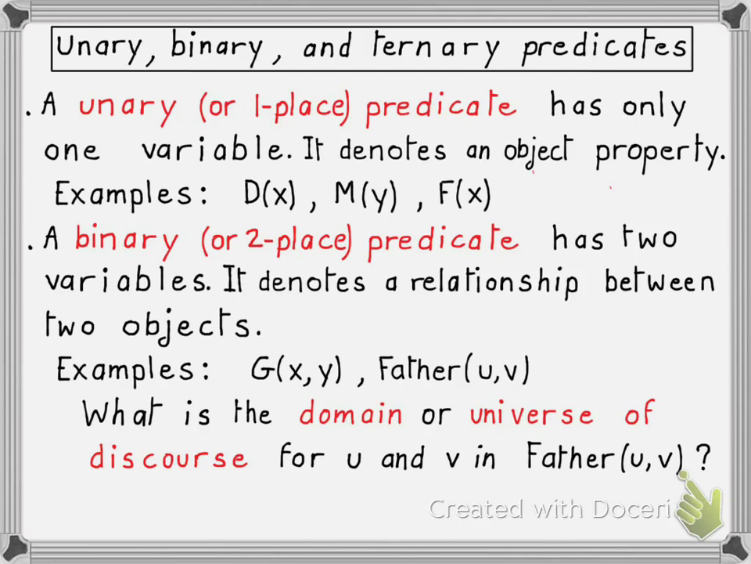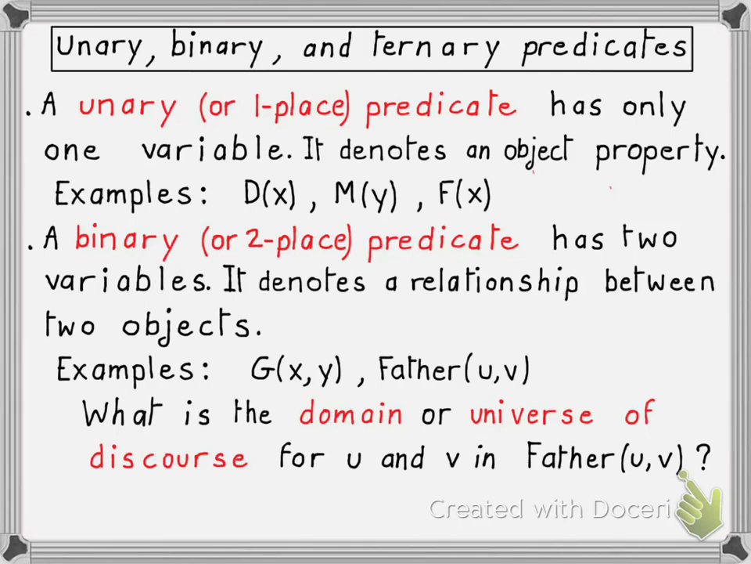But actually, that's not a proposition at all. It's just nonsense because 1 and 2 are not in the domain of u and v. Therefore, you're not allowed to assign those values to u and v. And father 1, 2 doesn't mean anything. It's not false. It's nonsensical. So just remember the importance of the domain.